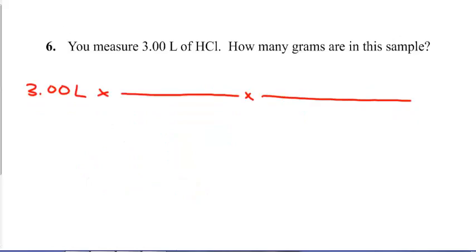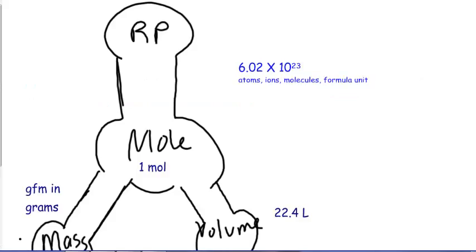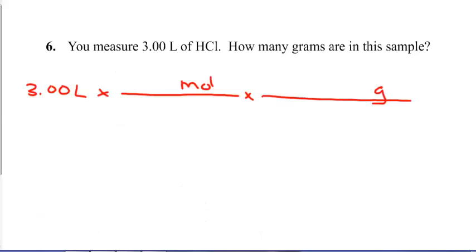What about this next one? Again, because we're not ending or starting with moles, we need 2 steps. Start with the known, 3.00 liters, and we need 2 conversion factors. Do you know what they are, what goes on the top of each of these? Follow your map. Liter to mole to gram.